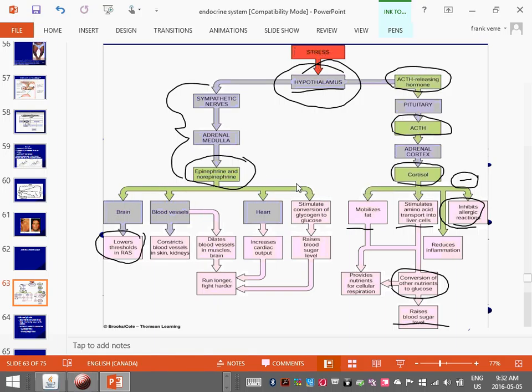So it's a neat little example of all of these parts, all of these chemicals working together to, in this case, raise sugar levels, raise blood pressure, raise cardiac output.